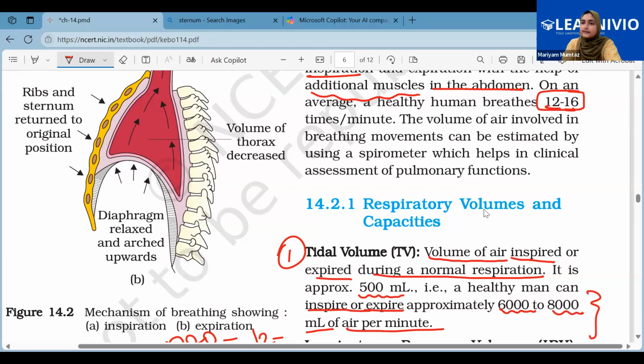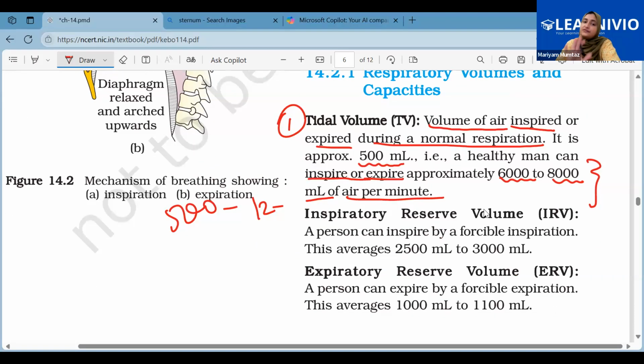Ma'am, are we supposed to learn the numbers that are there in the reader? Yes, it's fixed. You have to learn this. You cannot write it on your own. It's factual data. The per minute values you don't have to learn because you can multiply 500 by 12 and 16 then and there. But this 500 is there. The rest of the volumes, you have to learn. There's no other option. Even I learned it by crying.